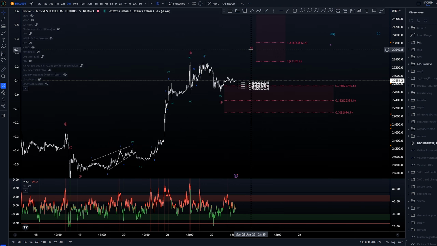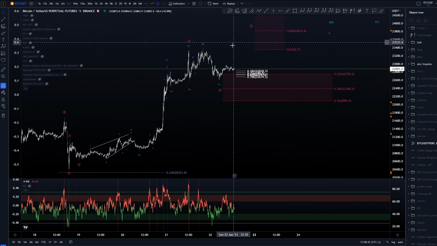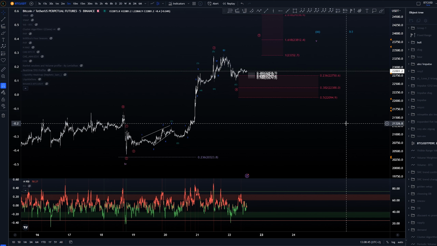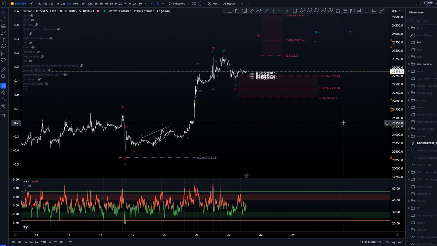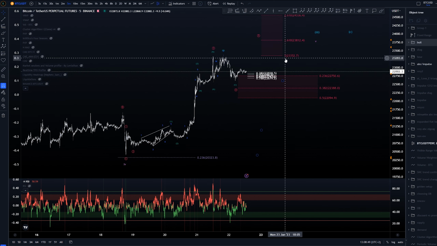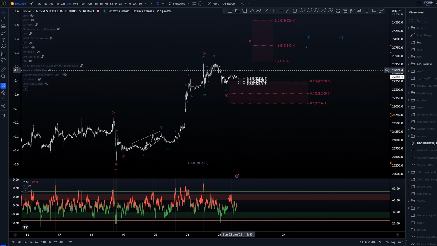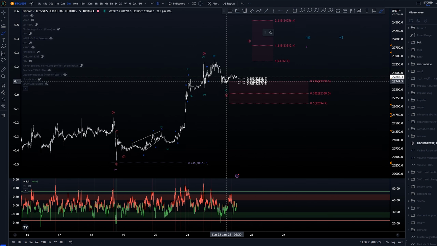And now we would be seeking that fifth wave. That is where I'm going to be closing like 70% of the position that I have. And yeah, we'll see how this structure here forms.